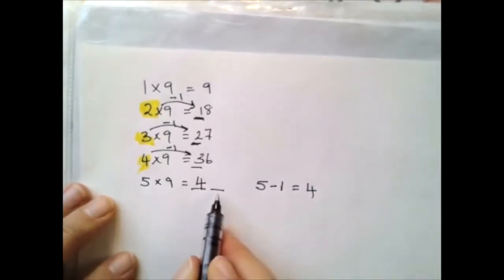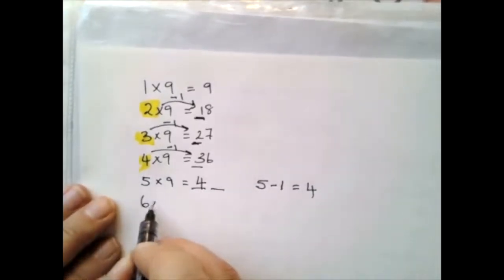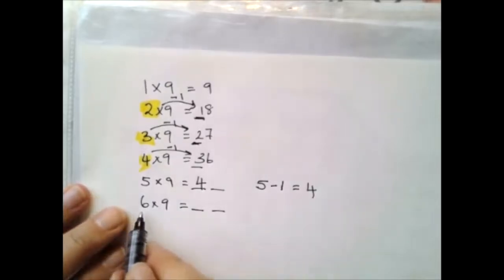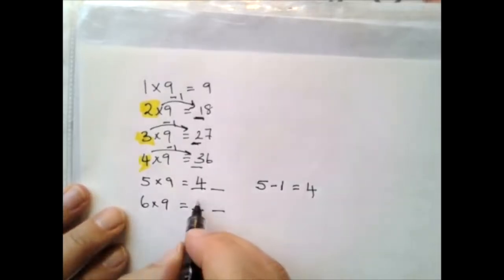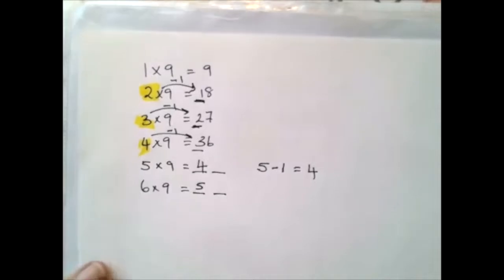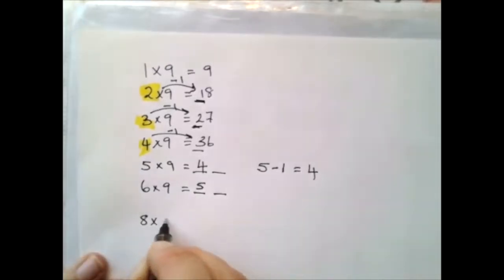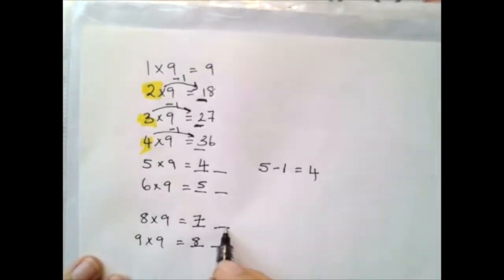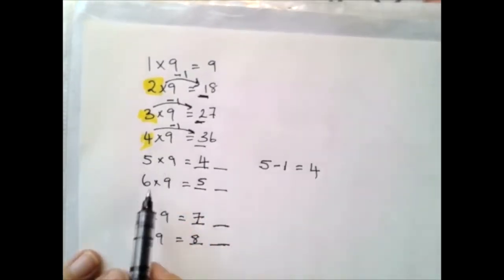I'm going to come back to this digit here. What about 6 times 9? 6 subtract 1 is 5. Okay, so what about 8 times 9? 8 goes to 7. 9 times 9 goes to 8. So I've got the first digit of the answers to my 9 times table here.